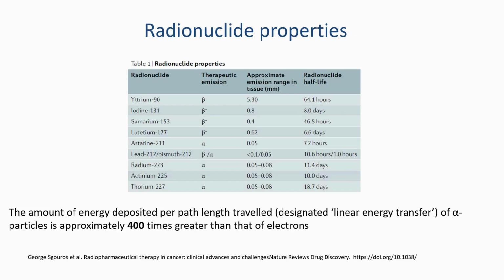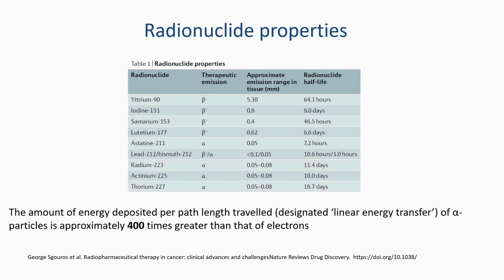These radionuclides that are used for therapeutics have many different characteristics, and a vast majority of them that are currently utilized have a therapeutic emission that is based around the beta particle. However, more recently, there's been a shift towards investigating and assessing radionuclides that emit alpha particles.